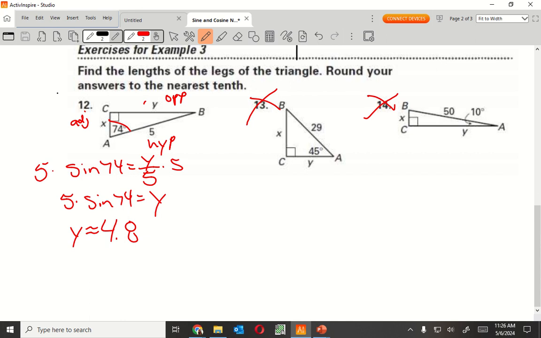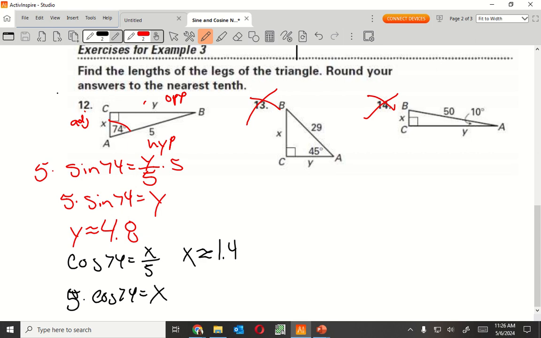Next one is going to be adjacent and hypotenuse. So that's going to be cosine of 74 is x over 5. So I'm going to end up with 5 times cosine 74 is equal to x. And so x is going to be about 1.4. All right, so I'm going to leave it off there.